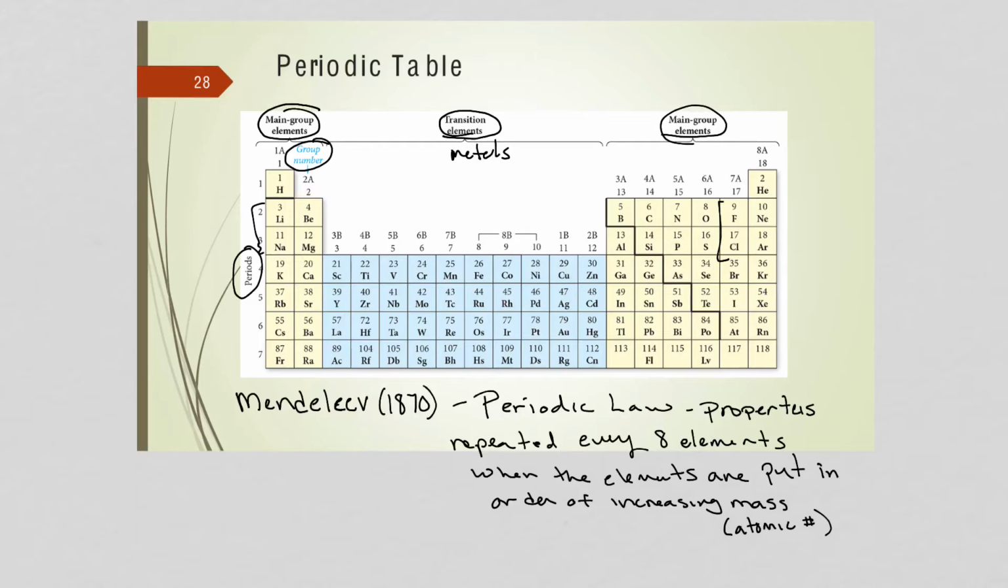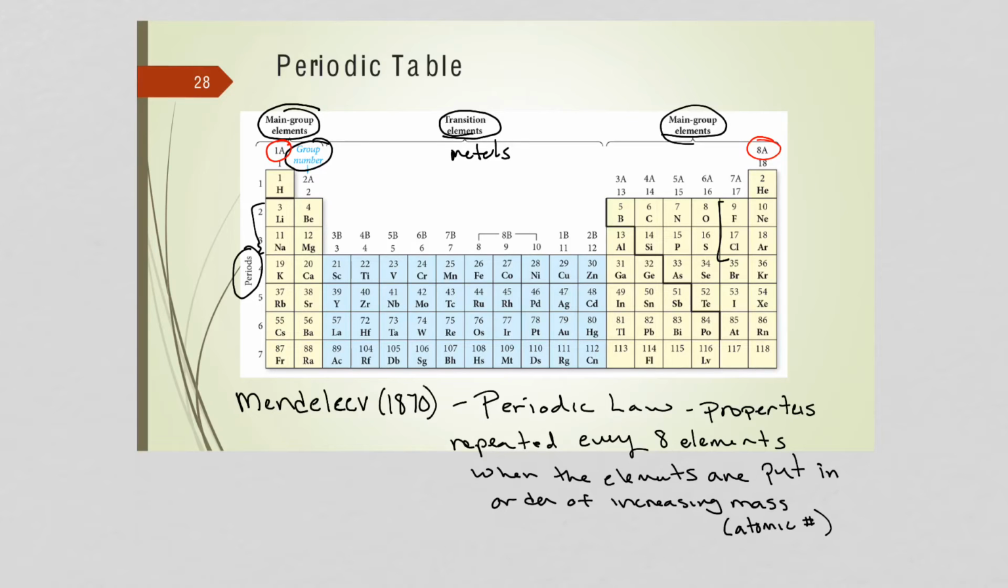So we have periods and groups. Periods being the rows, groups being the columns. We have the first 2 columns and the last 6, so these 8 columns are known as the main group elements, the taller ones. And we have the 10 columns in the middle, which are known as the transition elements, the transition metals. Now, when we speak about the main group elements, the group number becomes important. And so the group numbers go between 1A over here and 8A on the far right-hand side. And so we go 1A, 2A, 3A, 4A, 5A, 6A, 7A, 8A.